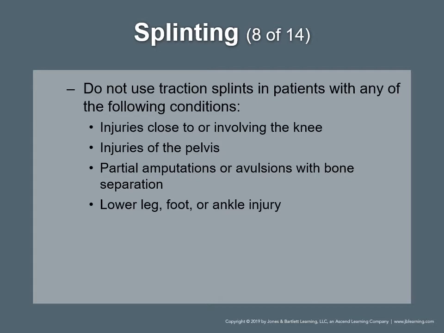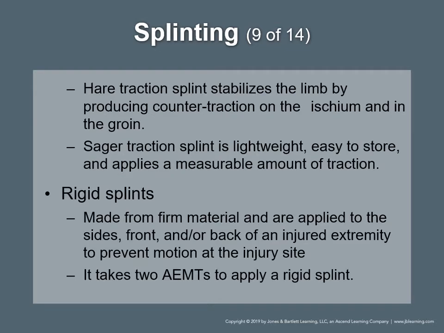Do not use traction splints in patients with any of the following conditions: injuries close to or involving the knee, injuries of the pelvis, partial amputations or avulsions with bone separation, lower leg, foot, or ankle injury. To apply a hare traction splint, follow the steps in skill drill 33-3. The hare traction splint stabilizes the limb by producing counter traction on the ischium and in the groin. Avoid excessive pressure on the external genitalia.